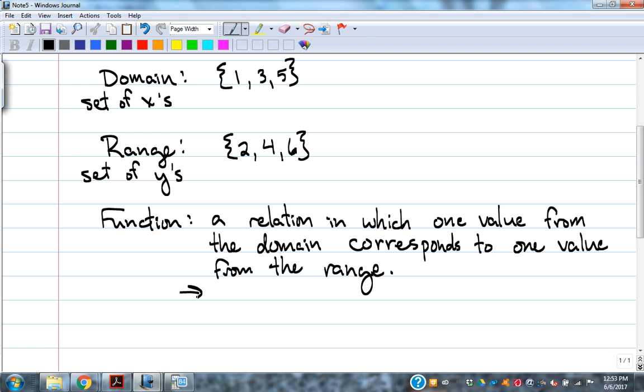That's kind of a wordy definition. The way that I remember this is functions don't repeat x values. If you want to function properly, don't repeat your x's. That's a good way to think about that.